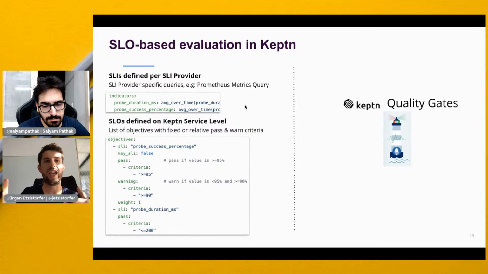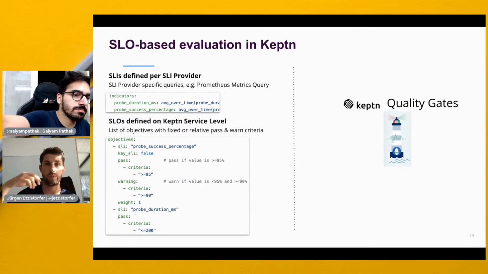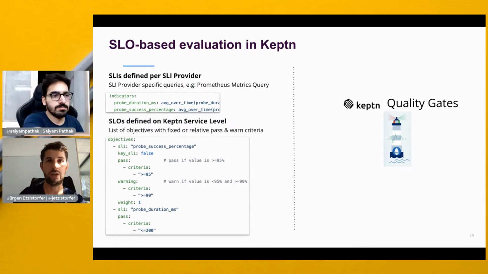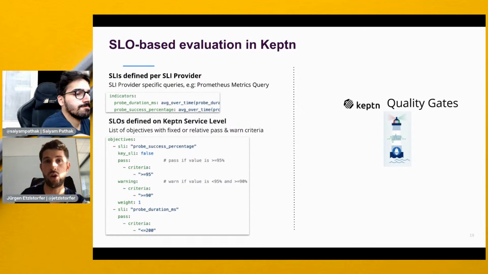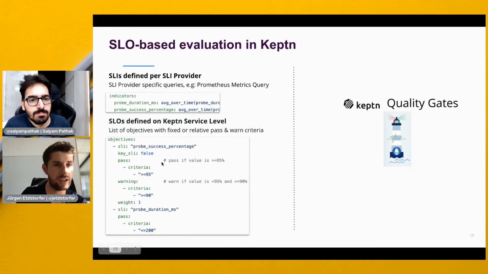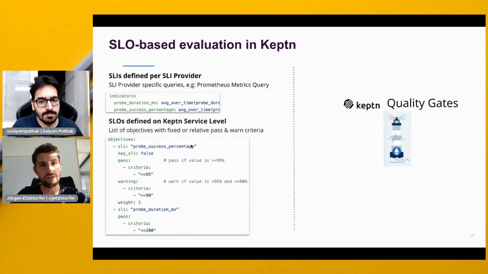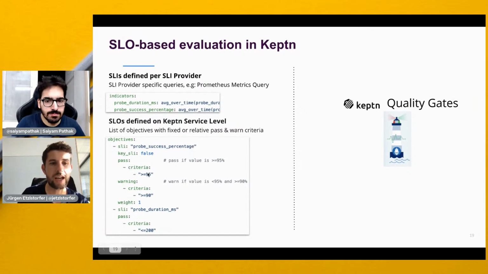And you can have a list of indicators with a name and how to retrieve it, like with a PromQL query. Or if you're using other tools, it might be an API call to your data provider, to your observability tool. So this can be exchanged easily between different tools. And then you can use these indicators in your service level objective file, and you define the criteria. So let's say the probe success percentage during the duration of the check has to be higher than 95%. So this is my quality gate.